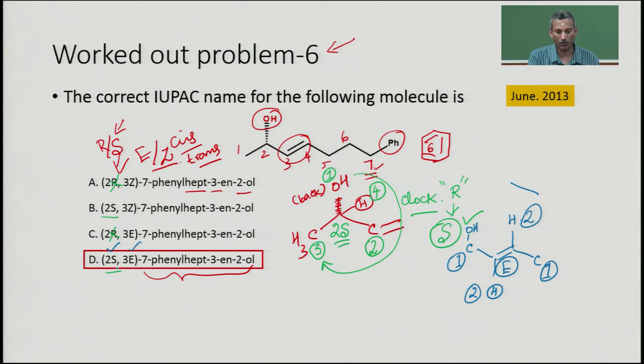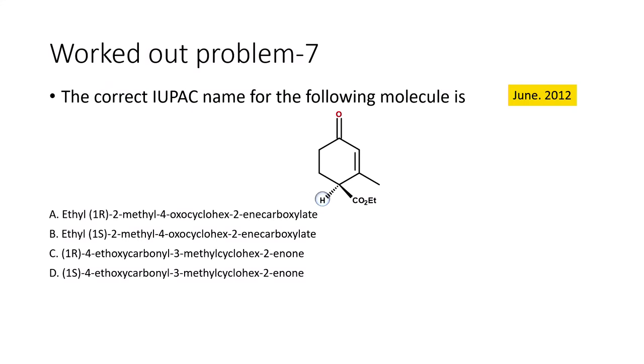So, that means the compound's name is basically 2S,3E-7-phenyl-hept-3-en-2-ol. Let us look at worked out problem 7. We are going to find out what is the correct IUPAC name for the following molecule. This question was asked in June 2019.